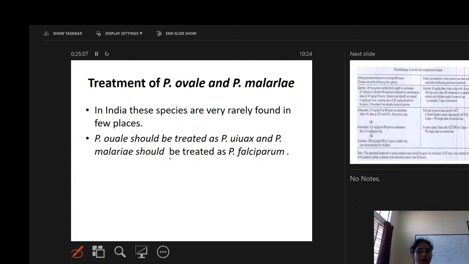Like treatment of plasmodium ovale and malariae. In India, these species are very rarely found. So ovale will be treated as Vivax and malariae will be treated as falciparum. Okay, so don't get confused if you get any question in your exam or if any external examiner during a viva will ask these questions.